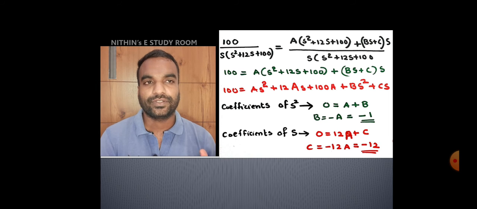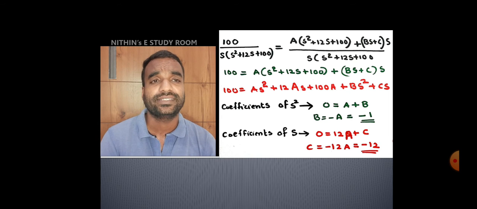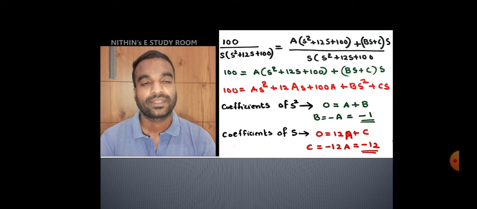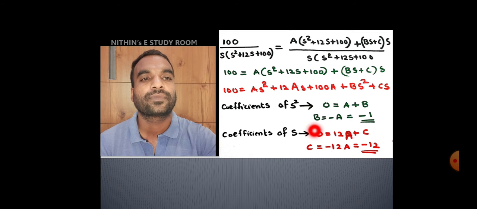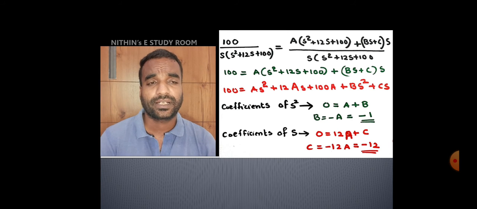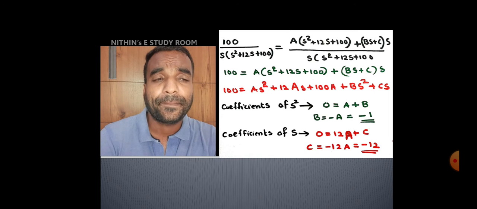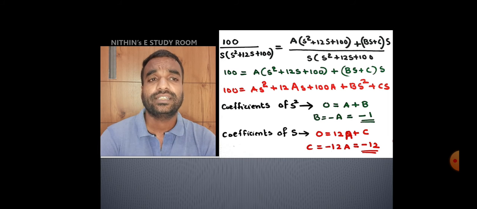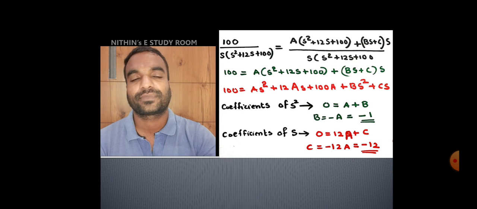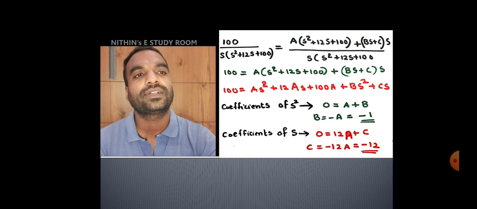Okay, now b is here with you. Now you are going to find c. For finding c, please equate coefficients of s. Is there any s term on the LHS? No. So the coefficient of s on the left side will be 0. Now check the coefficients of s on the right side: 12a plus c. So the equation will become 0 is equal to 12a plus c. So c is equal to minus 12a, and a is equal to 1, we already got that. So c is equal to minus 12. Is it clear? b is equal to minus 1, c is equal to minus 12.